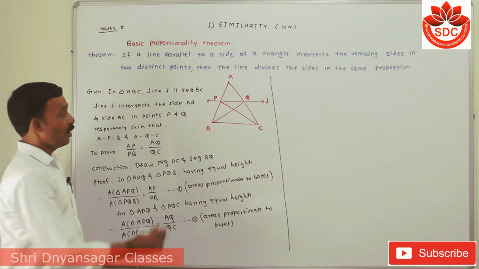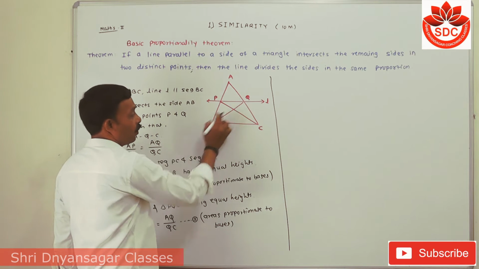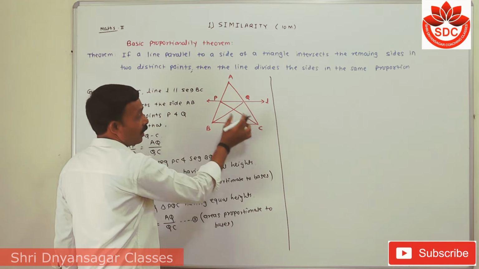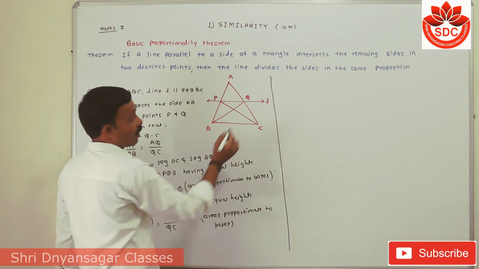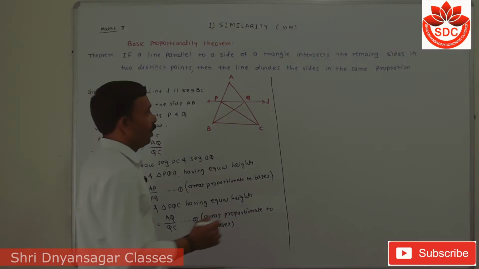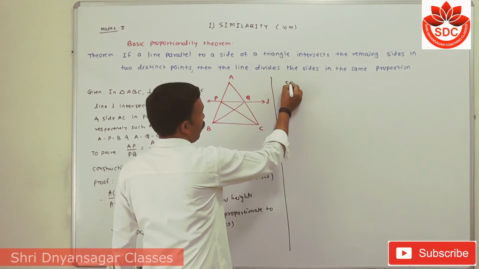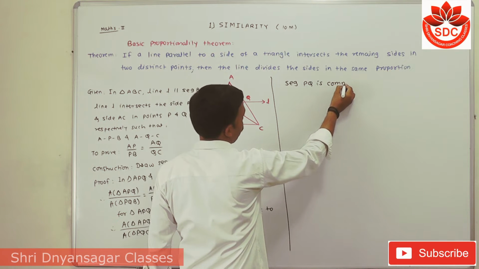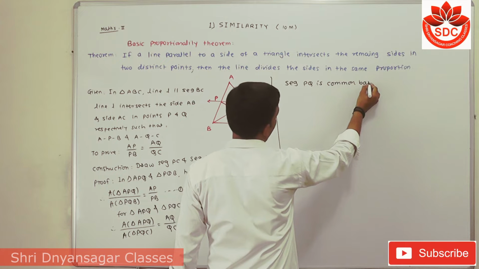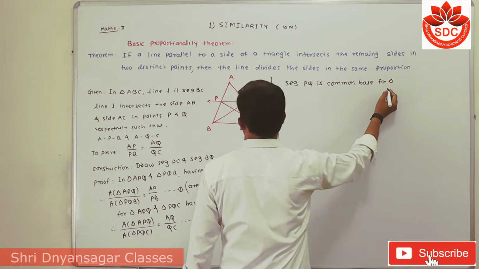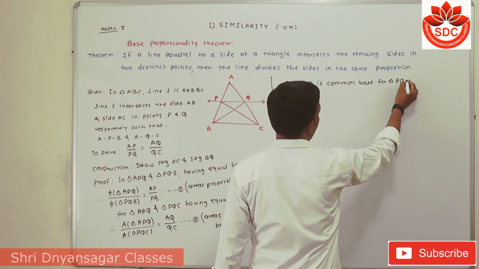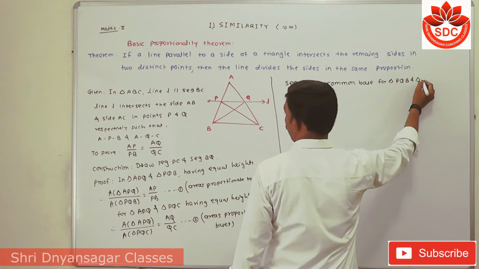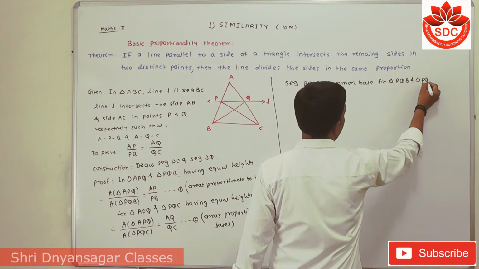Look here, for these two triangles, PQB and PQC, there is a common base. So here I have to write: segment PQ is the common base for triangle PQB and triangle PQC.